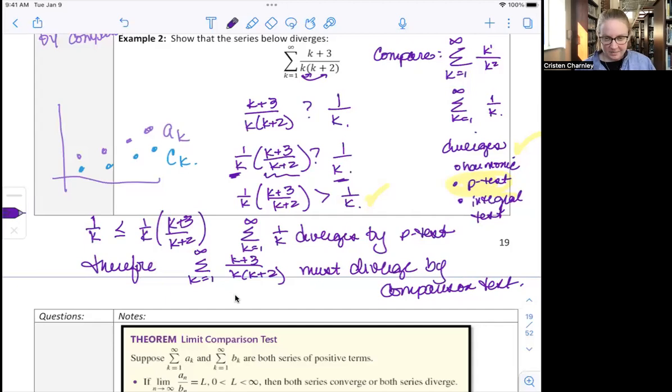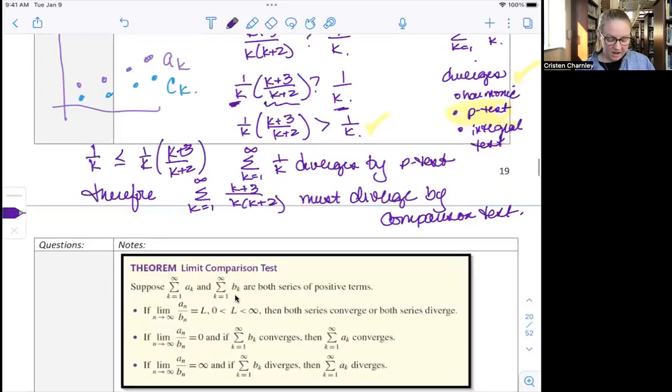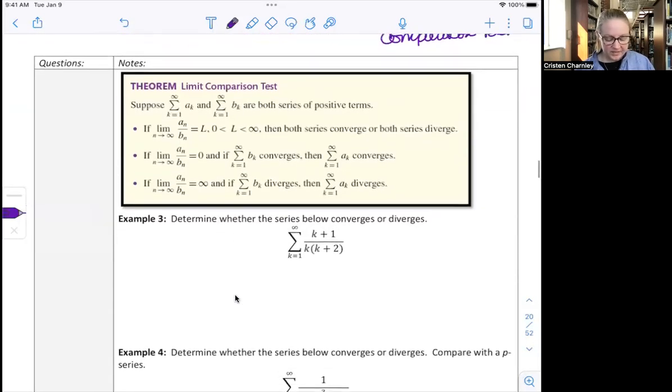So sometimes we can't always compare. In that situation, this limit comparison test can help us out. Suppose we have a_k and b_k, both series of positive terms. We have 3 different possibilities. If we take the limit as this approaches infinity and we get a number that's not 0, both series will converge or both series will diverge. This depends on the new one, on b. Whatever b_k does, a_k will do the same.